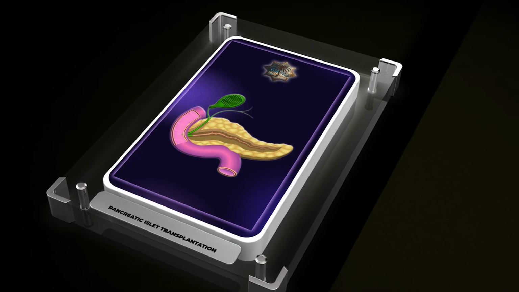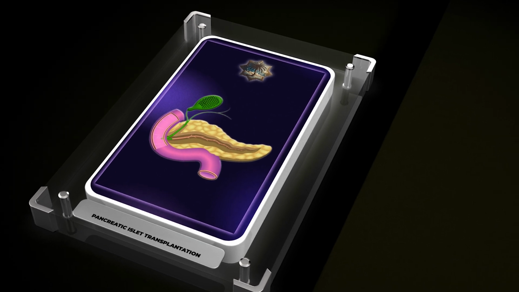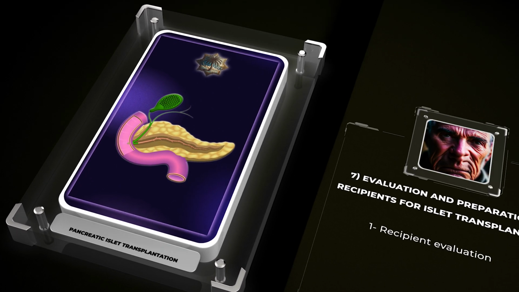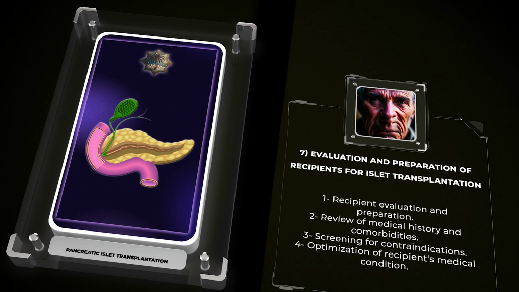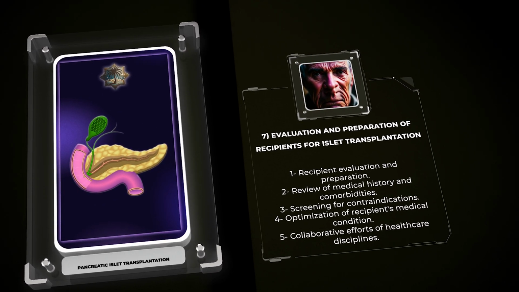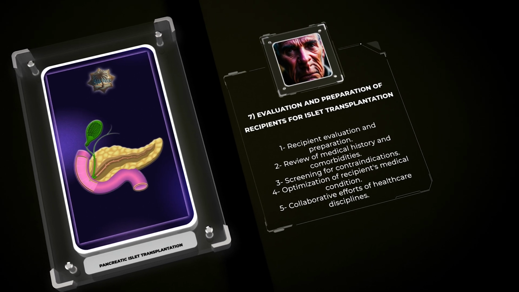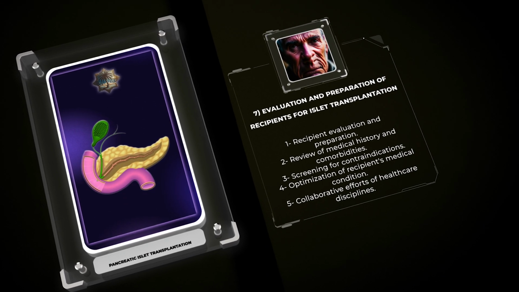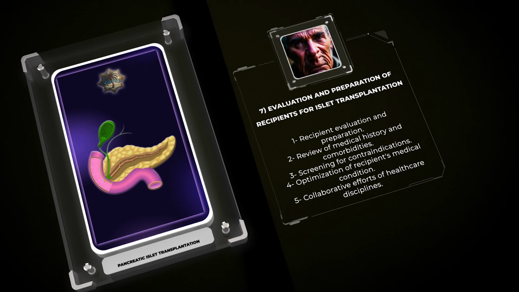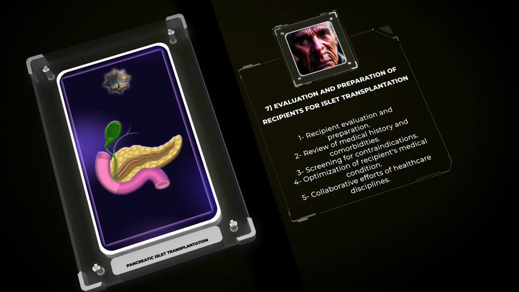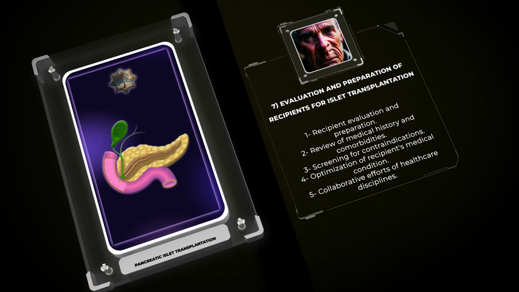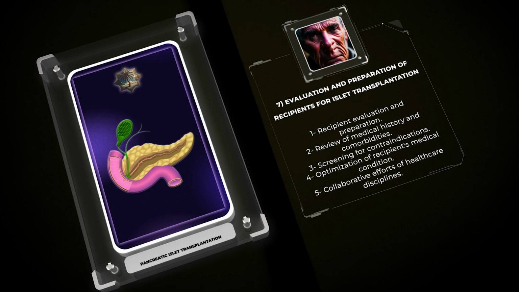In preparation for islet transplantation, recipients must undergo comprehensive evaluation and preparation to ensure optimal outcomes. A thorough review of the recipient's medical history, including past surgeries, comorbidities, immunological status, and psychosocial assessment, is imperative. Additionally, screening for potential contraindications and optimizing the recipient's medical condition plays a crucial role in the overall success of the transplantation. Collaborative efforts between various healthcare disciplines are required for a holistic approach to recipient evaluation and preparation.